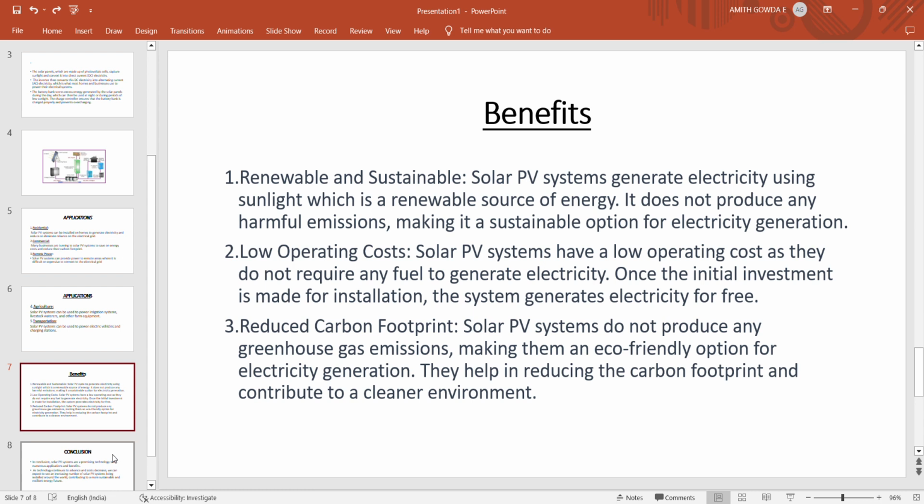And then reducing carbon footprints. Solar PV systems do not produce any greenhouse gas emissions, which makes them eco-friendly and good for the environment. They help in reducing the carbon footprint and contribute to a cleaner environment. So these are some of the benefits of using solar photovoltaic systems.